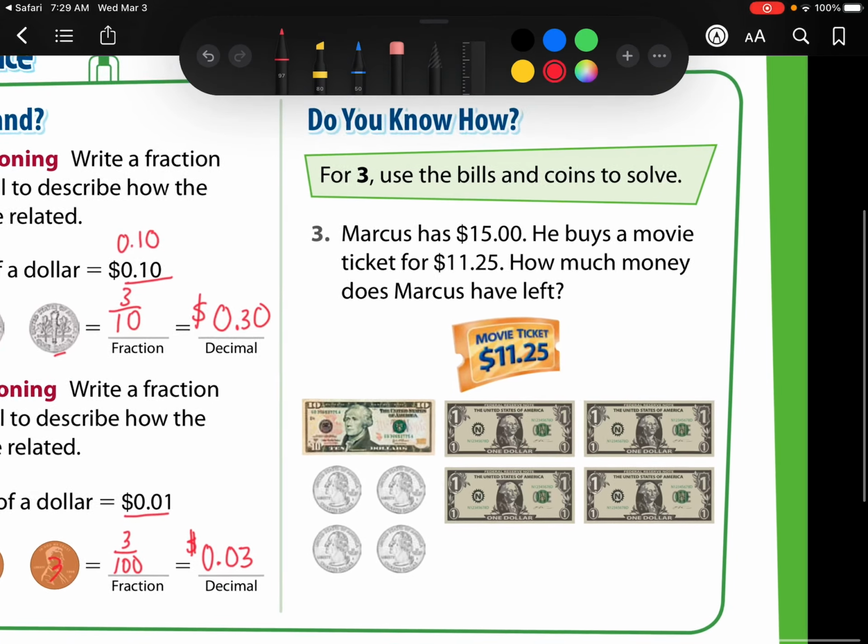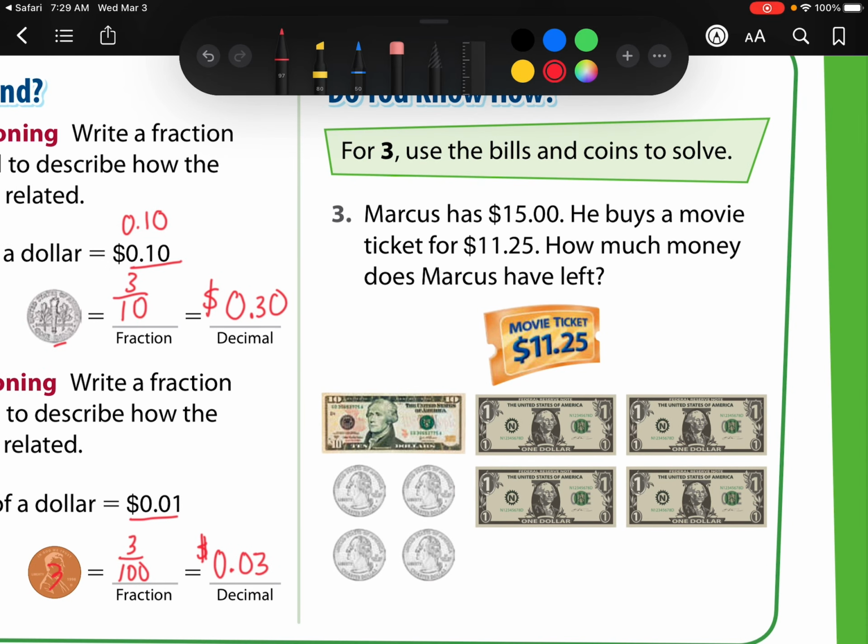For number 3 now, use bills and coins to solve. Marcus has $15. He buys a movie ticket for $11.25. How much money does Marcus have left? Well, what's nice is they're actually showing us here $15. 10, 11, 12, 13, 14, and then 4 quarters is our $15.